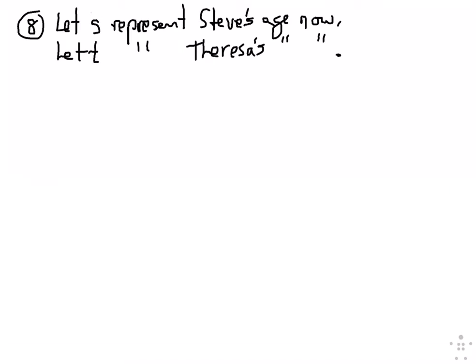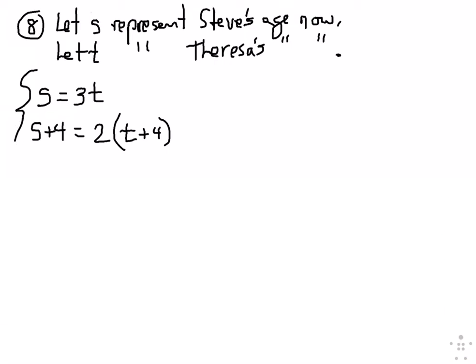Okay, so then we translate. Steve is 3 times as old as Teresa. S equals 3 times T. There's the first equation. The second one, in 4 years he will be, so in S plus 4, he will be twice as old as she will be. Again, in 4 years, as she will be in 4 years, right? How old is each now? So there's our 2 equations.